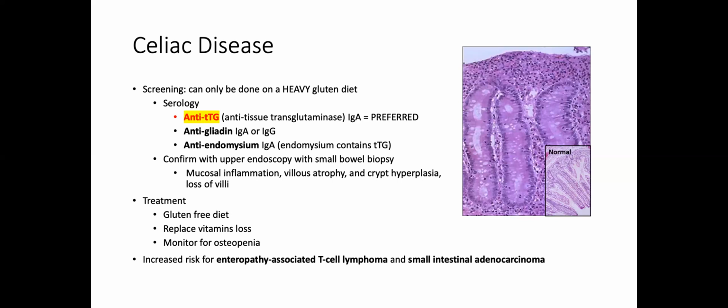Confirm with an upper endoscopy with a small bowel biopsy, and you'll see mucosal inflammation and villus atrophy. It's the one that you'll see villus atrophy, crypt hyperplasia. There's loss of villi, and that's really important to know as well. Treatment is going to be a gluten-free diet, replace vitamin losses, and monitor for osteopenia. There is an increased risk of enteropathy-associated T-cell lymphoma and small intestinal adenocarcinoma. So remember, we had adenocarcinoma that was associated with our IBDs, our UC and Crohn's. And with celiac disease, they could get a lymphoma or a small intestine adenocarcinoma.